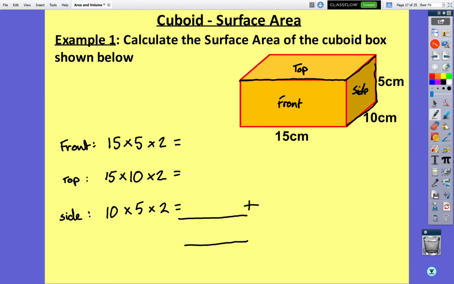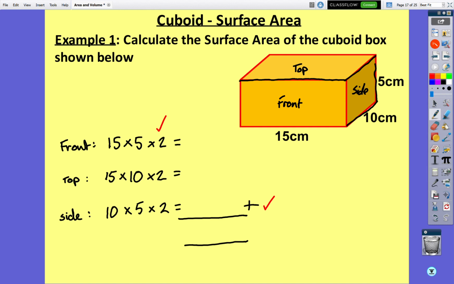And if you set it up like that, it shows that you know exactly what you're doing. You've got the marks here: you get your dimensions in, which are 15 times 5, 15 times 10, 10 times 5. We're doubling it all because front and back are the same, two sides the same, top and bottom the same, and then we're going to add it up. Okay, so you set it up like this. Easy layout, easy to mark, and easy for you guys to follow.